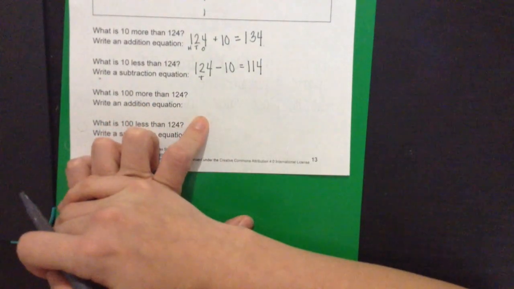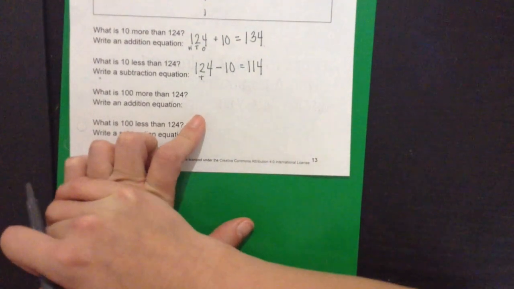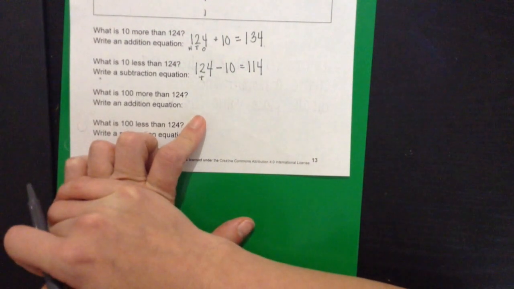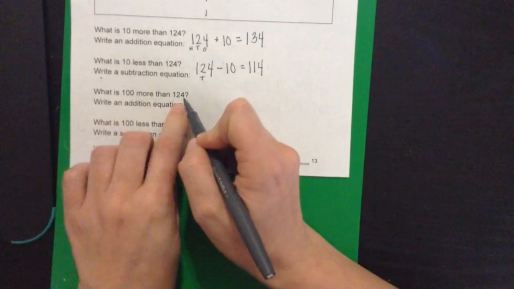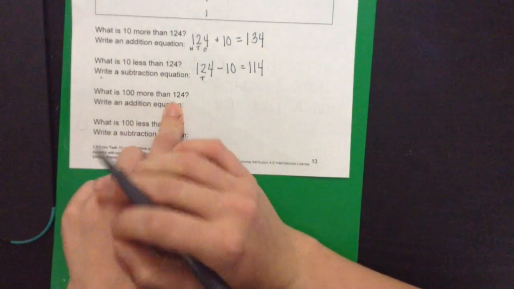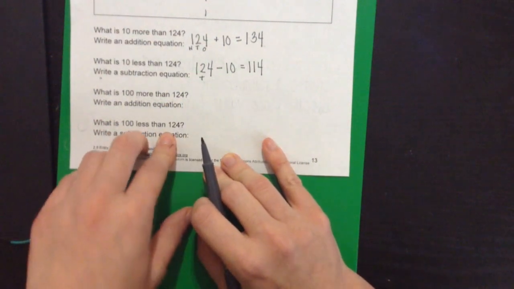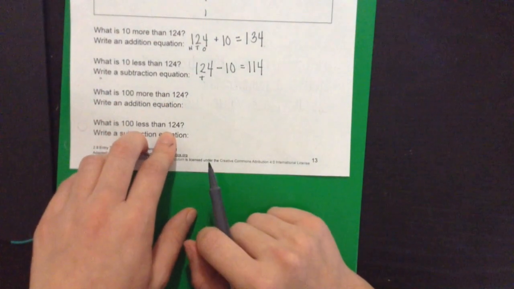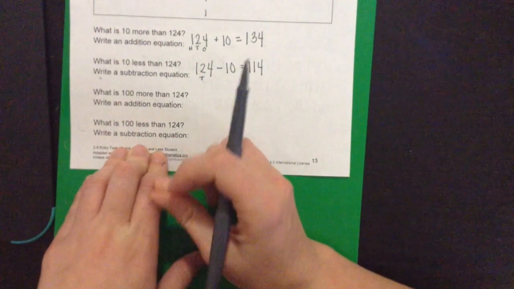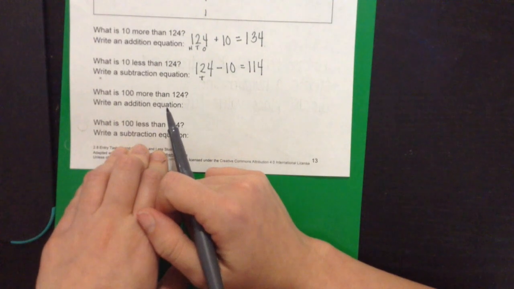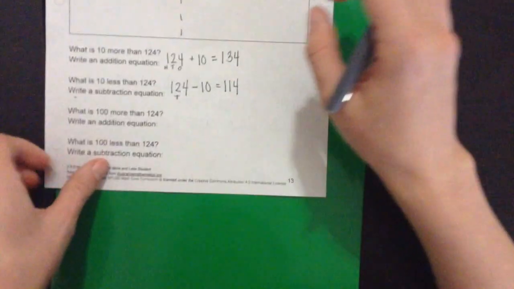If you're struggling to see these patterns, it's also an option for you to look at a completed hundreds chart to help you. You're going to repeat that with 100 more than 124 and 100 less than 124. So you have to write the equation and show me what 100 more and 100 less would be. Not just tell me the answer, also write the equation. All right, let's take a look at the back.